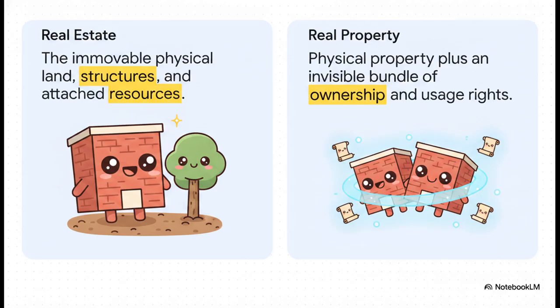Now, you might hear people use these terms interchangeably all the time, but legally, there is a massive, absolutely crucial difference between real estate and real property. Real estate is just the physical stuff, the immovable dirt, the trees, the bricks, the buildings. But real property expands that whole definition. It takes those physical objects and wraps them in an invisible bundle of ownership and usage rights. It's not just the land, it's the common law rights that physically run with the land, the right to lease it, sell it, use it.